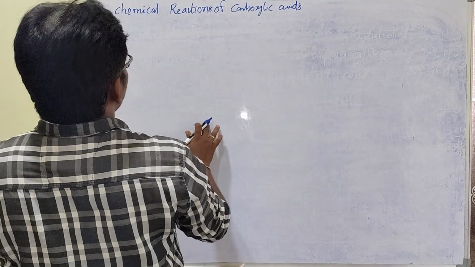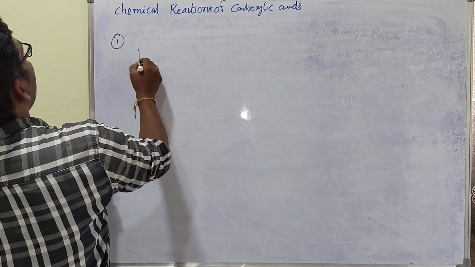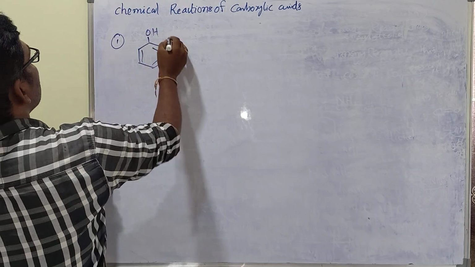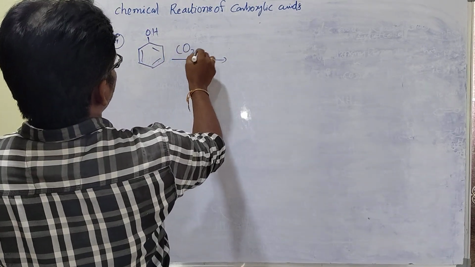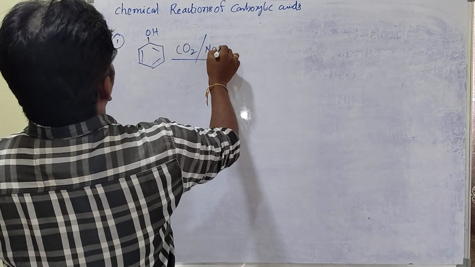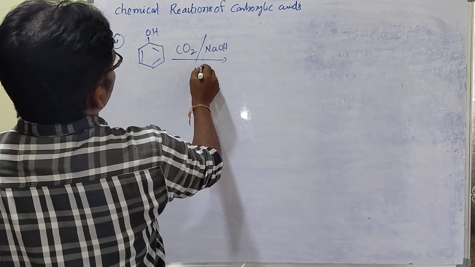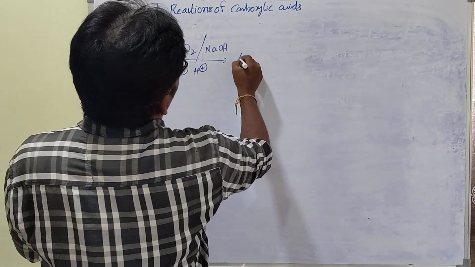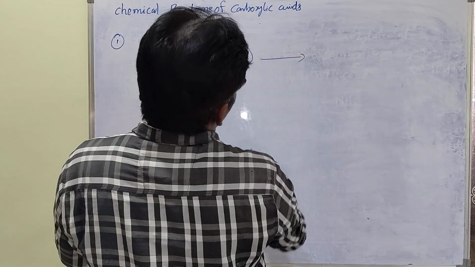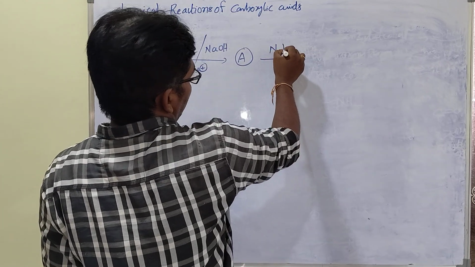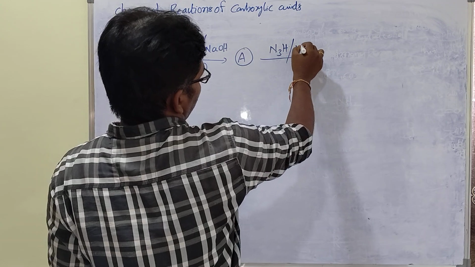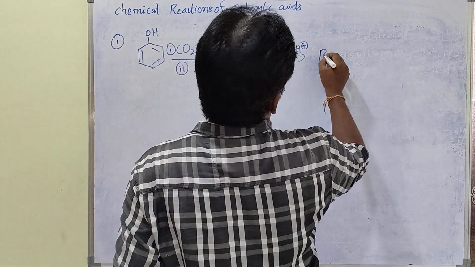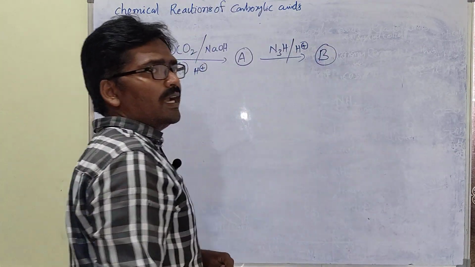One of the applications is given like this. Phenol is there. Phenol reacts with CO2 in the presence of NaOH, then H plus. This is the first reagent, then the second reagent, and then A will be formed. When A reacts with hydrazoic acid, HN3, in the presence of H plus, that is, concentrated H2SO4 or any mineral acid, B will be formed. So what are A and B?